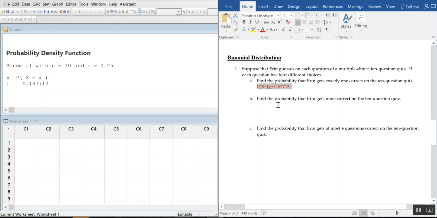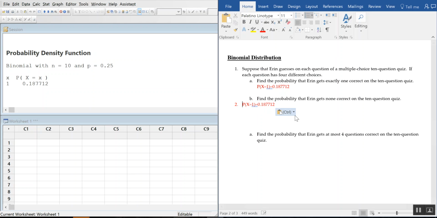Let's repeat this, but now we're going to find the probability that she gets 0 correct. And this is sort of a repeat of the previous question, so I actually think I'm going to skip this one and come back to it in a minute, because I want to show you something else. Hope that's okay with you.